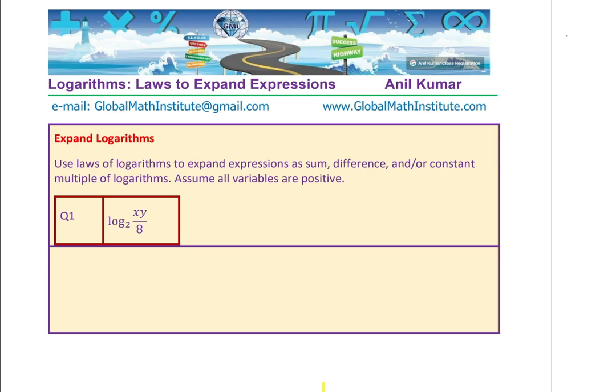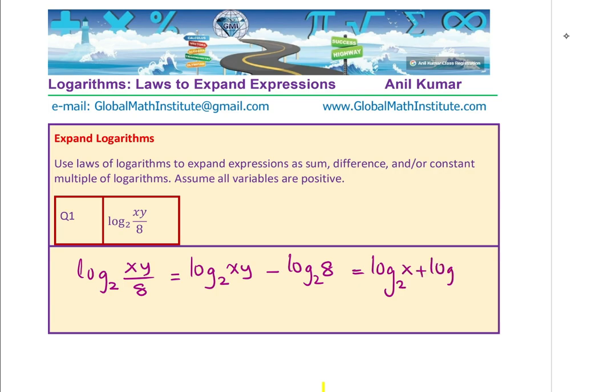The very first one here is log to the base 2 of xy over 8. So you could write this as log to the base 2 of the numerator xy, subtract log to the base 2 of the denominator 8. Now, log to the base 2 of xy can further be expanded, and we can write this as log to the base 2 of x plus log to the base 2 of y minus. Now, what is log to the base 2 of 8? Can you tell me that? Well, this is equal to 3.